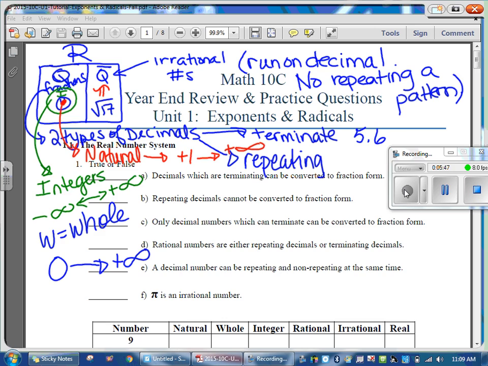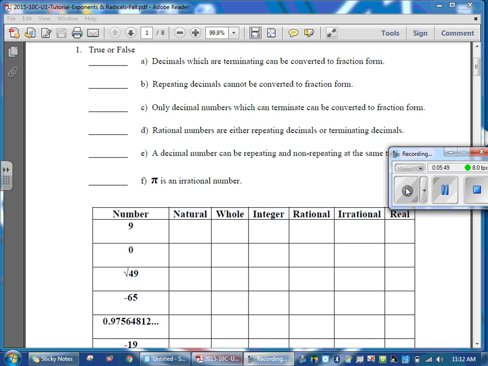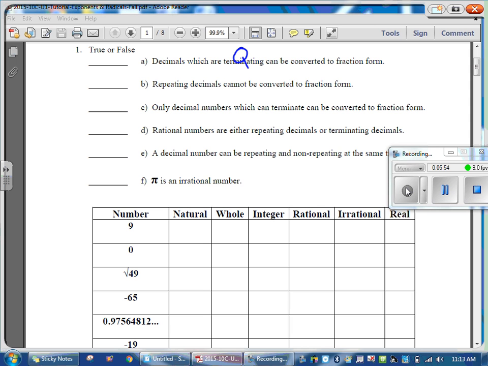First one says decimals which are terminating, so it's an ending decimal. We know those are automatically rational, and they can be converted into fraction form. Yes, absolutely, that is true. That is one of the differences that we didn't talk about yet.